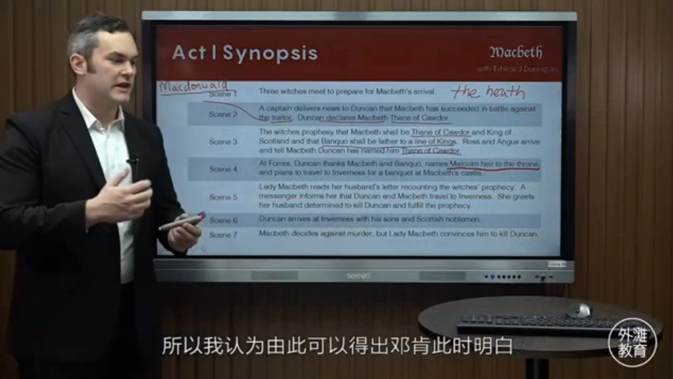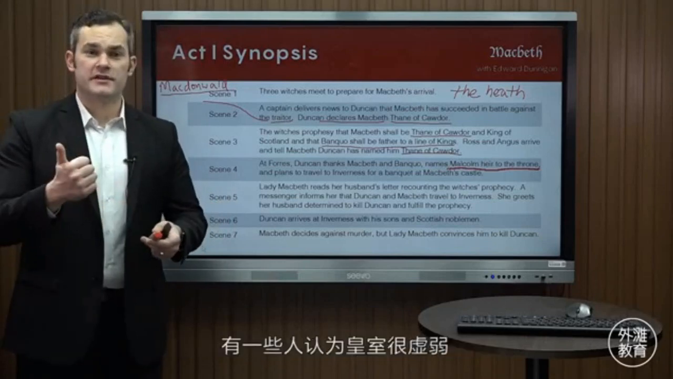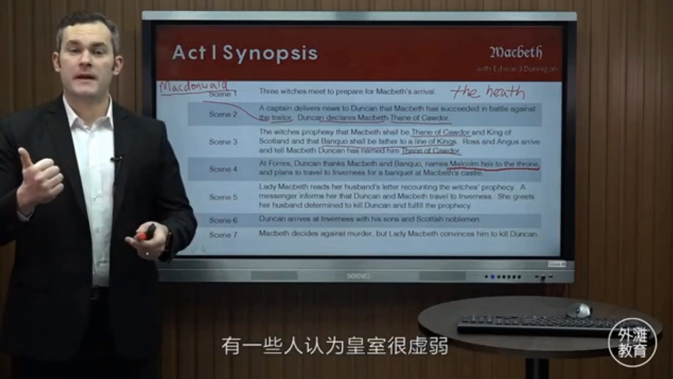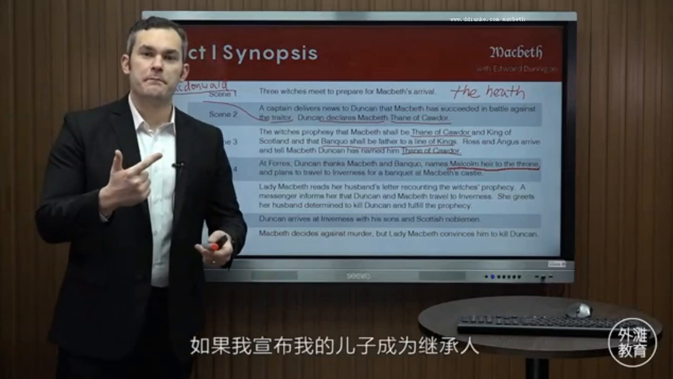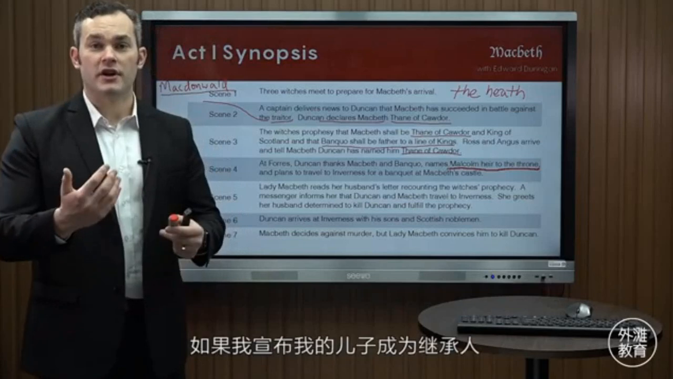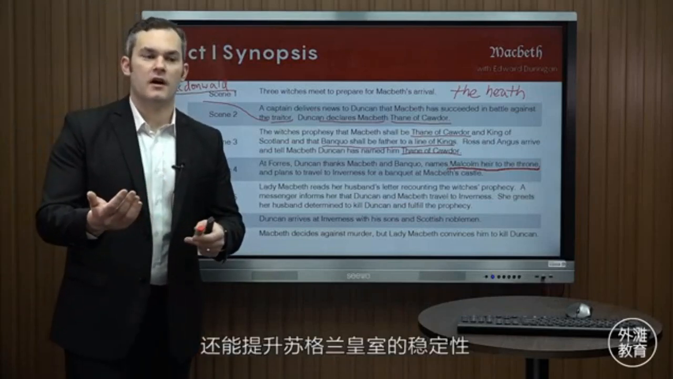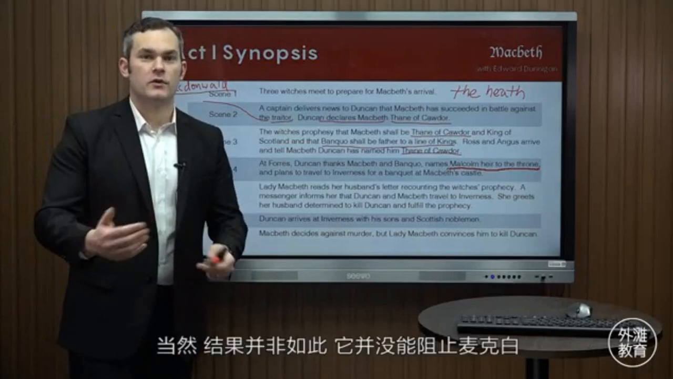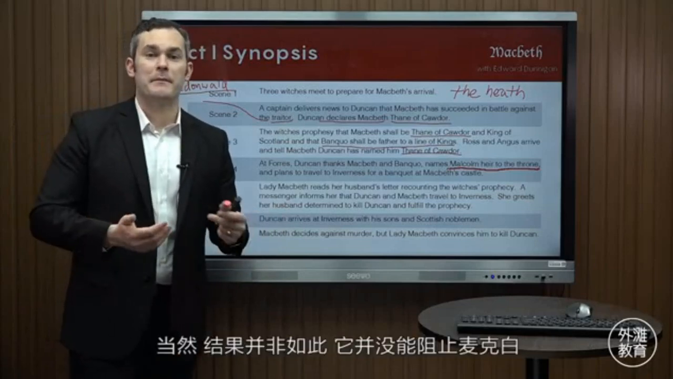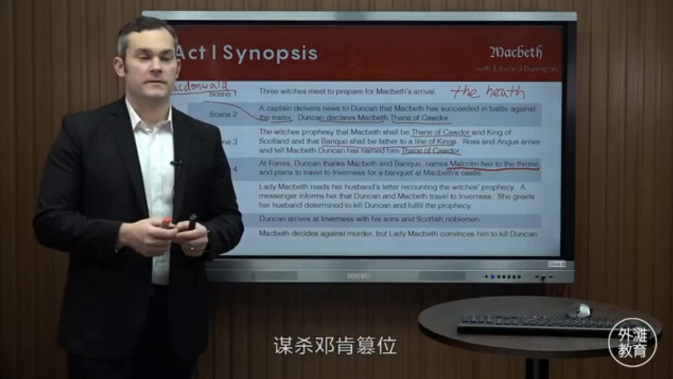Okay, so I think we can recognize that here Duncan sees there are some traitors. People see the royal family as weak. If I name my heir, my son, this will strengthen the reign of the Duncan family, right? And will increase the stability of the royal family in Scotland. Of course, this isn't the case. It doesn't stop Macbeth from going ahead and murdering Duncan and claiming the crown for himself.